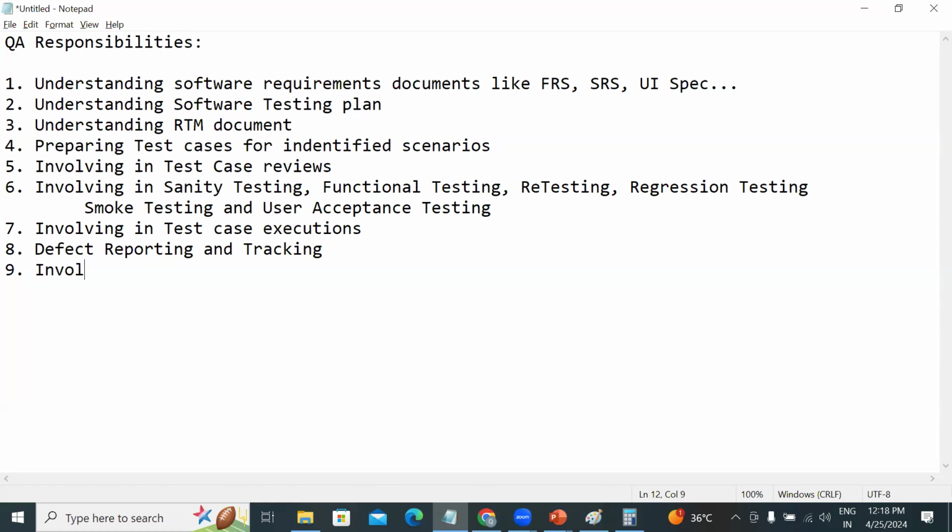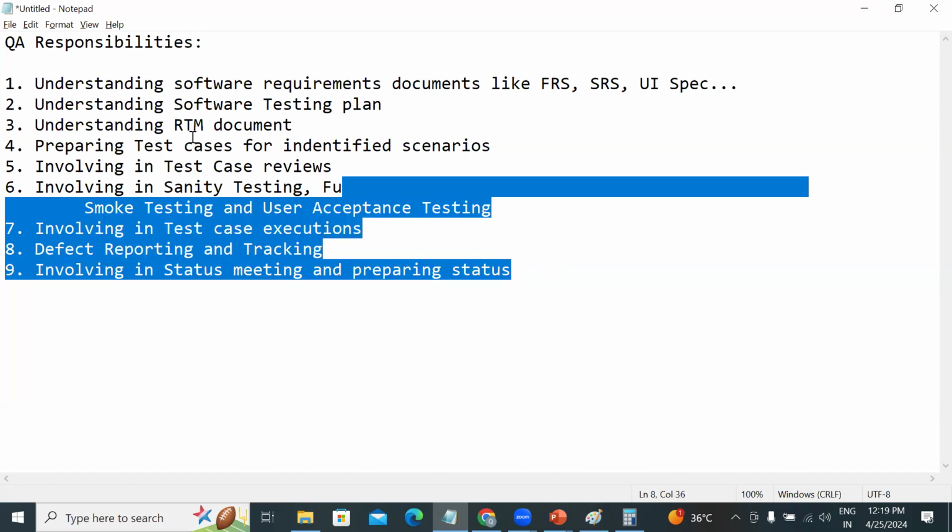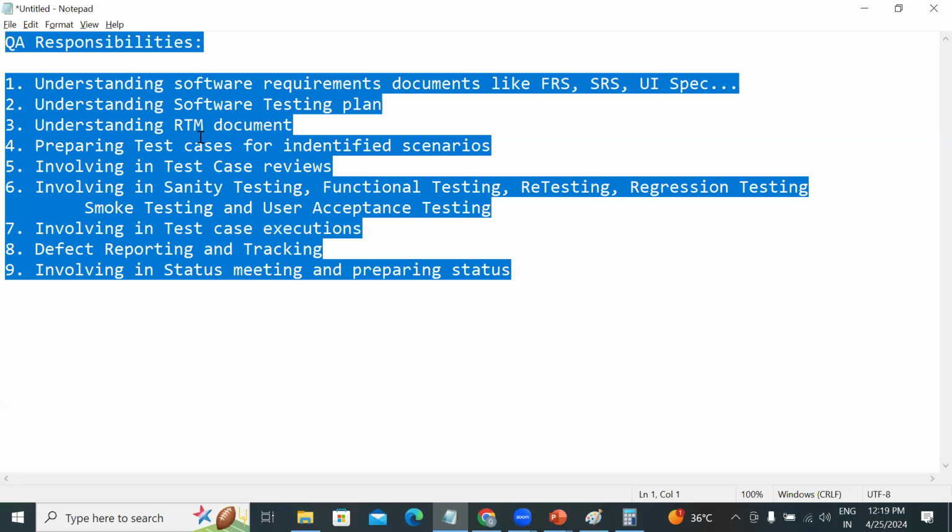Involving in status meetings and preparing status. So every week or every day you have some status calls, involving in that and providing the status. So these are the major responsibilities of a QA tester with respect to manual testing. This is with respect to manual, not automation. Clear? So this is about the QA responsibilities.